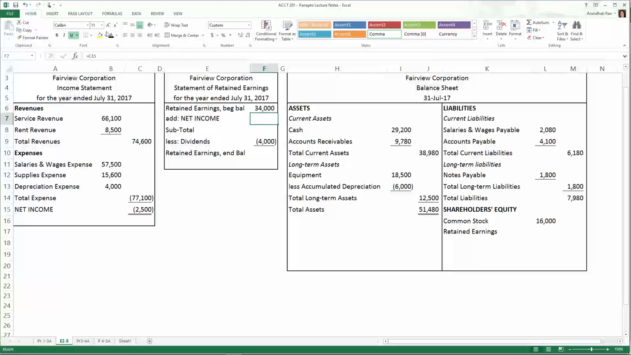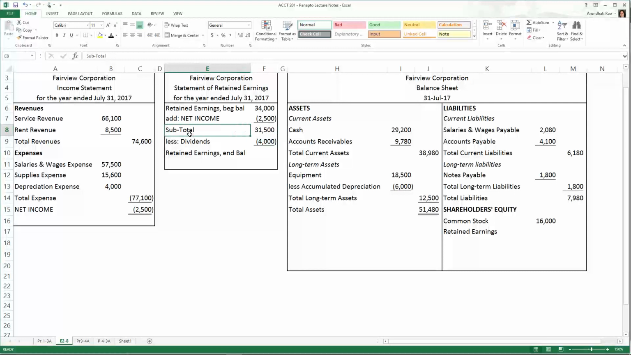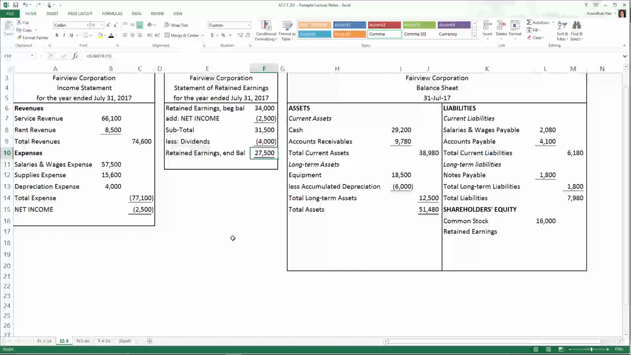I bring that number over here, and my earnings from my previous period are going to get reduced because of the loss in the current period. And I have $31,500 in subtotal. I still have a sufficient amount to give out as dividends. In order to pay out dividends, two things have to happen. This subtotal should be a positive number, and I should have sufficient cash. If both of those conditions are met, I can still pay dividends. So although in the current year I lost money, I'm going to pay out dividends in this case, leaving me with an ending balance of $27,500.